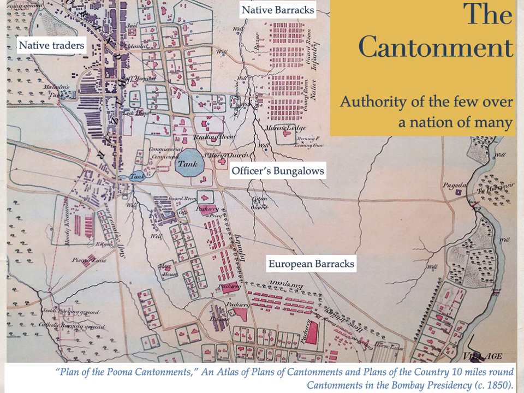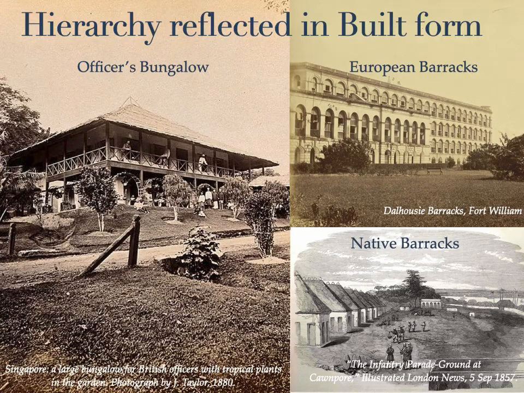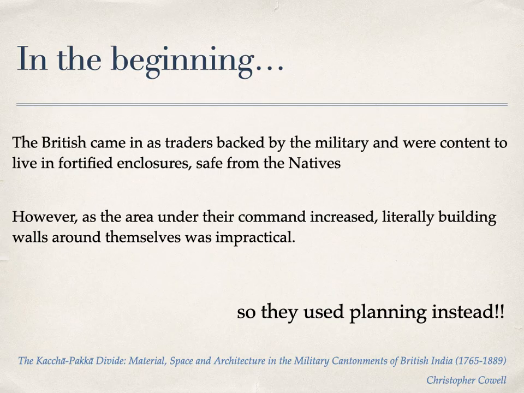This patch, as we can see, is as dense as indigenous settlements that we have discussed so far. The hierarchy is reflected in the built spaces. The officers' bungalow had luxurious space and pakka construction, while the native barracks are made of kacha construction and tight spaces. The British came in as traders backed by military and were content to live in fortified enclosures safe from natives. However, as the area under their command increased, literally building walls around themselves was impractical. They used planning instead.